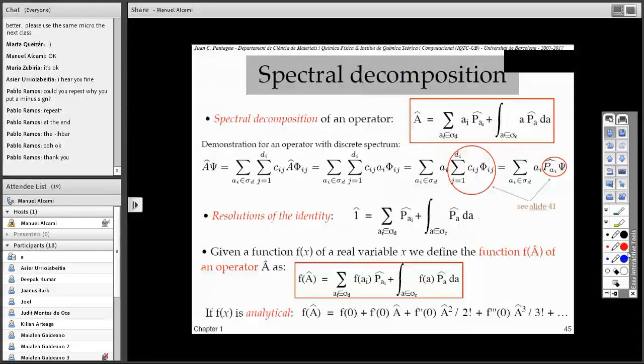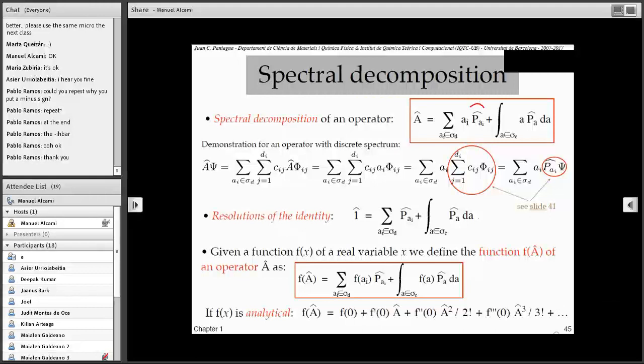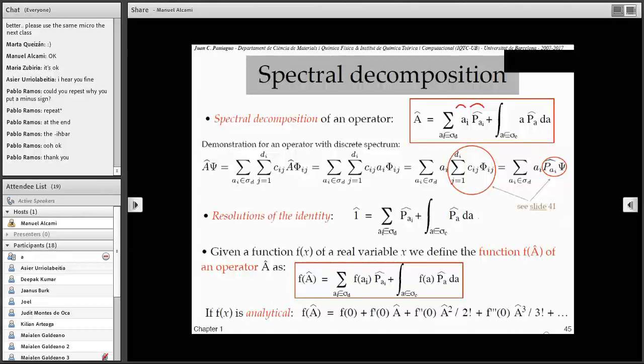Spectral decomposition of an operator. This is also quite useful. Any operator can be written as a sum of projectors over the different eigenspaces multiplied by the corresponding eigenvalues. And in case we also have a continuous part, we should also put an integral of the eigenvalues of the continuous spectrum times the projectors of the continuous spectrum. Well, I have here the demonstration for the discrete case. You can have a look. It's rather straightforward.